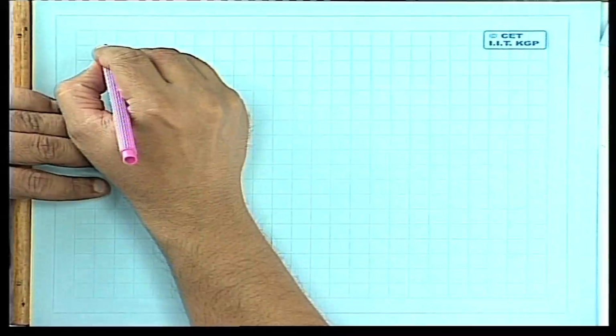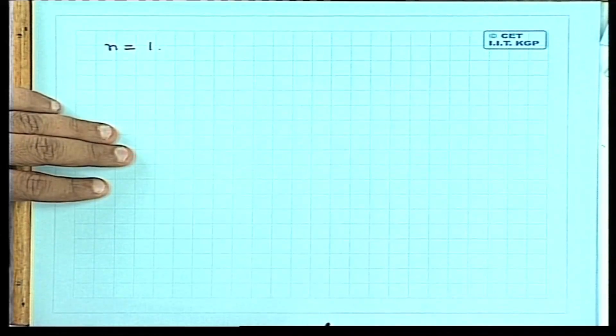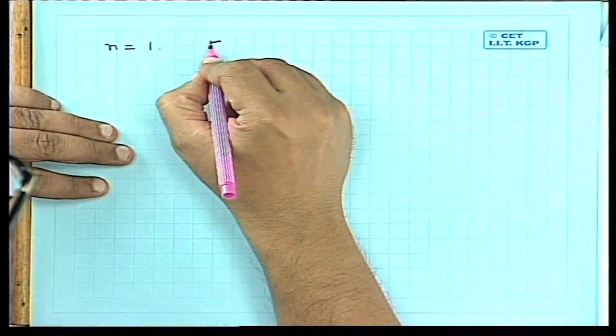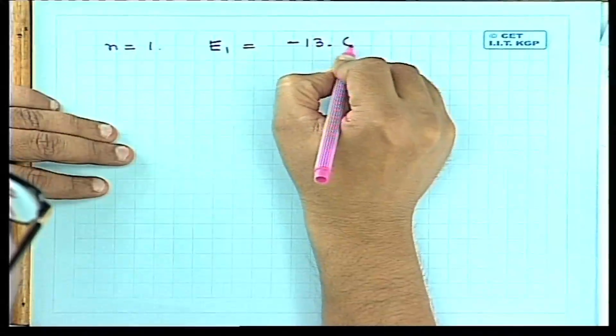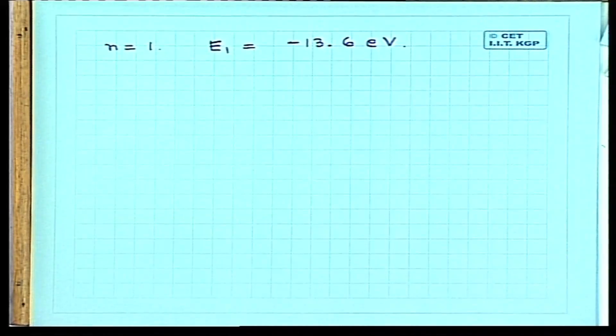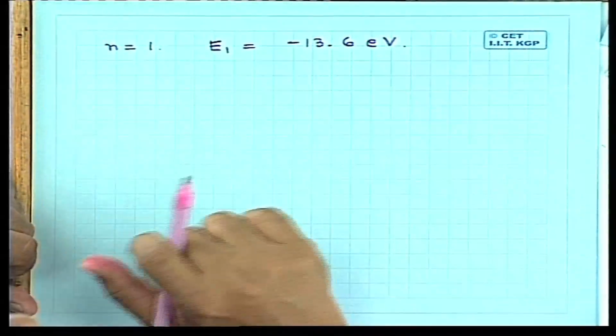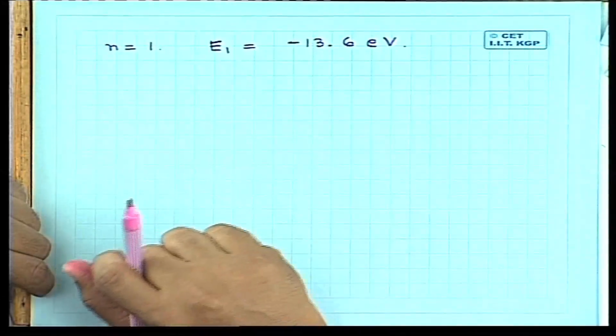Let me just tell you a qualitative feature of the energy spectrum. What does the energy spectrum look like? And then we shall stop today's class. So what does the energy spectrum look like? N equal to 1. This is the ground state, and the energy E1 is minus 13.6 electron volts. So this is the energy of the hydrogen atom in the lowest level, the ground state.